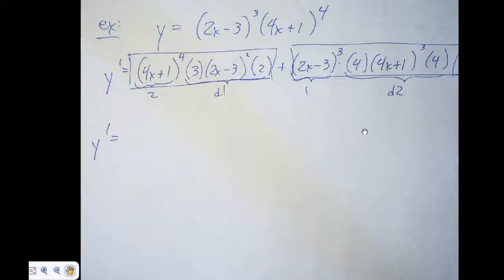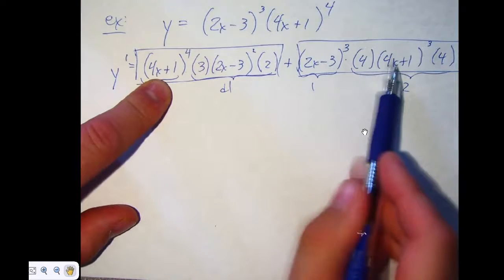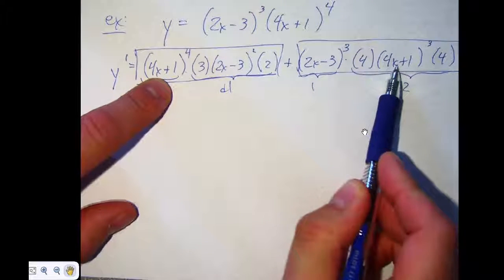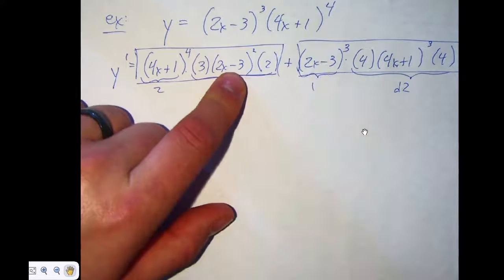Again, I've got 2 terms. I'm going to look at chunks I can pull out of both terms. So how many 4x plus 1s can I pull out? 3. And how many 2x minus 3s? 2. So there's 4 4x plus 1s here and 3 there. So I can take the smaller one. I can take 3. For the 2x minus 3s, I've got 2 there and 3 there. So I can take the smaller one.